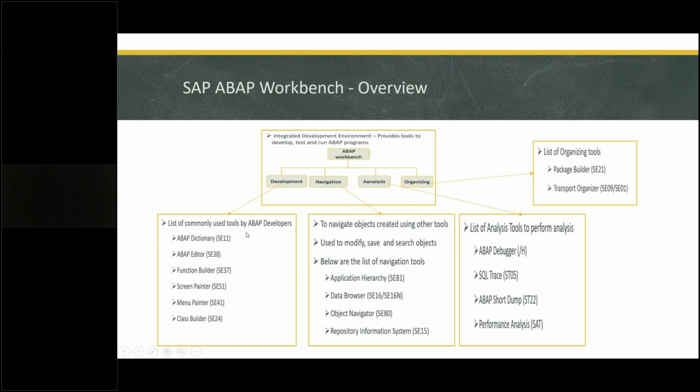These are predominantly used by ABAP developers for developing objects, like the ABAP Dictionary SE11 for creating tables, views, data elements, table types, and domains. Then the ABAP Editor SE38, where all your programs will be created. Function modules are created in SE37. Screen Painter SE51 is where you create screens. Menu Painter, where GUI status is created, is SE41. Then Class Builder, where you create ABAP classes and ABAP Objects concepts. These are the most important ones you are going to use. Apart from that, there are a lot of other tools you can use based on your requirement.